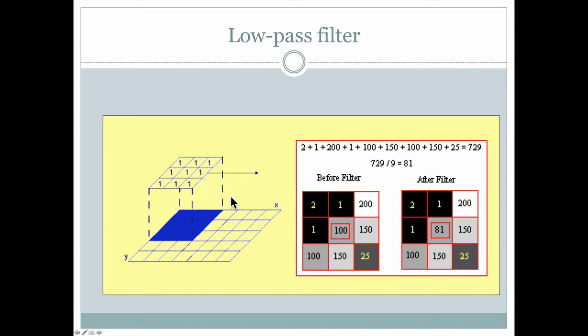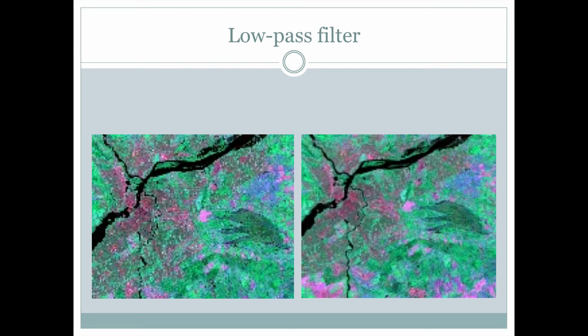Then this window moves over 1, and it does that same sort of filtering on this one, and then this one, and then this one, and then this one, until it's run through the entire remote sensing image. So if we apply a low pass filter, the things that are a little bit higher than their surroundings are going to be bumped down, the things that are a little bit lower are going to be bumped up, and we end up with a smoother image.